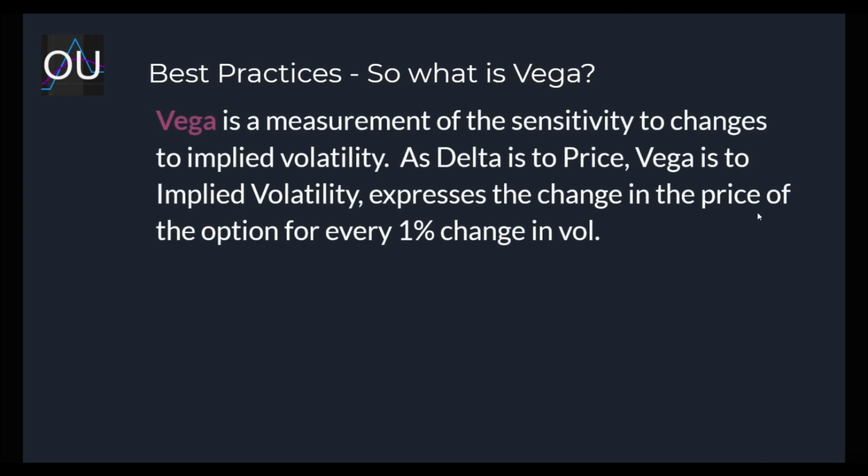So what's Vega? Vega is basically the measurement of the sensitivity to changes to implied volatility. It's another option Greek that we need to learn. It's not looked at every single day, but it is important. And so as delta is to price, Vega is to implied volatility. It expresses the change in the price of the option for every 1% change in volatility.